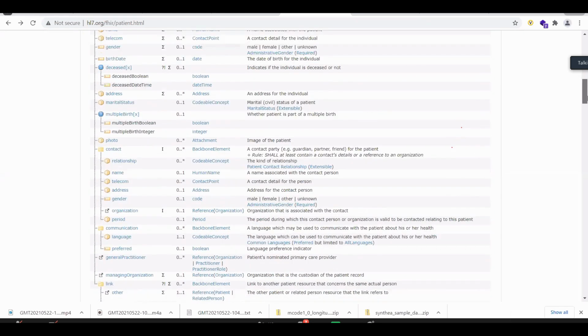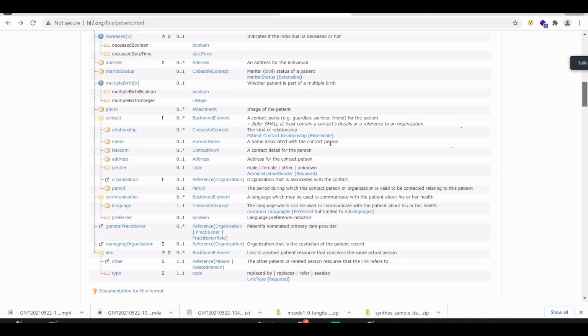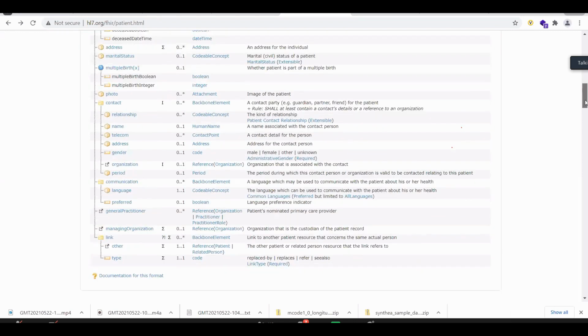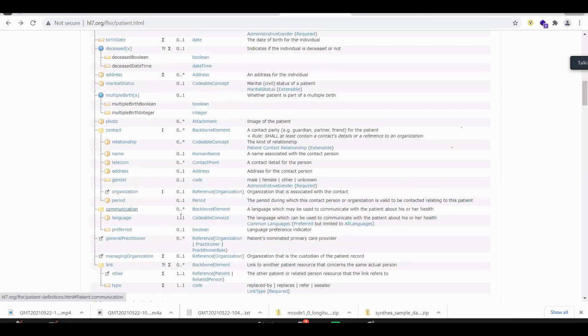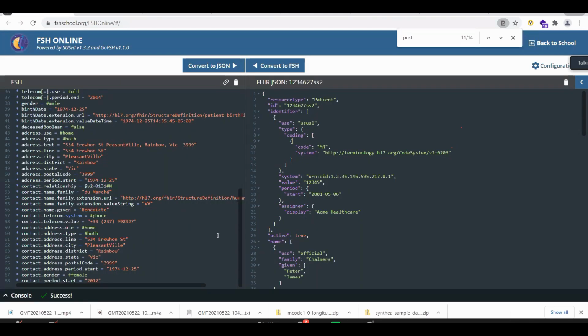Yeah, somebody said language, right? But language is part of communication, so language is required. But if you see, it's a hierarchy, right? So what happens in a hierarchy? If the parent itself is not required, and you are putting communication for that particular patient, then language must be given. But you can very well leave out the entire communication itself, and we can test it out here also.